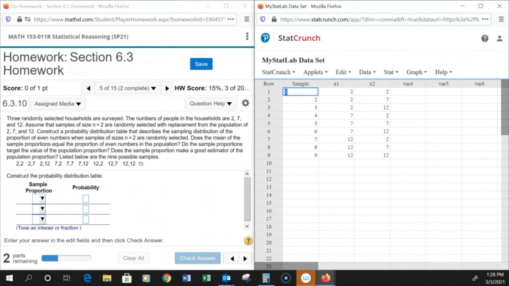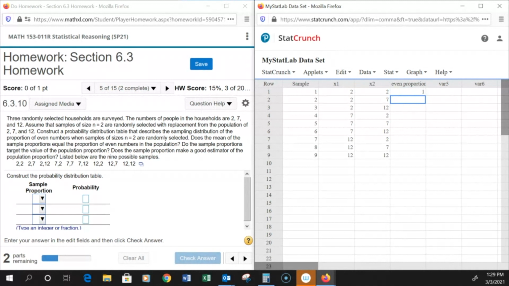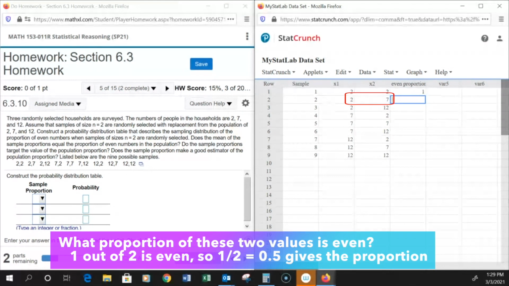So for example, here's a 2 and a 2. What proportion are even? Well, they're all even. So I'm going to put even proportion up here. And you're thinking, use StatCrunch. No, StatCrunch doesn't have a function to find out what proportion are even. So you have to look at it. Well, if they're all even, that's 100%. That's 1, right? So you put in a 1. And here, there's 1 even and 1 not. So 1 out of 2, I'm going to put a 0.5.